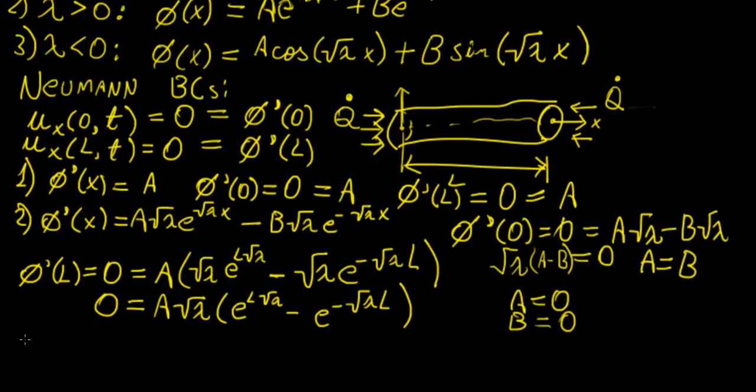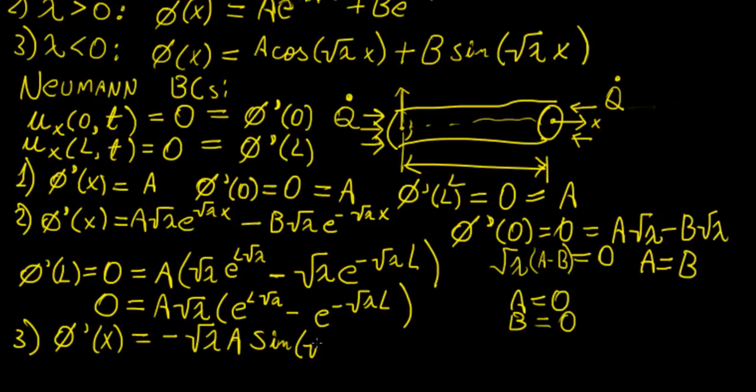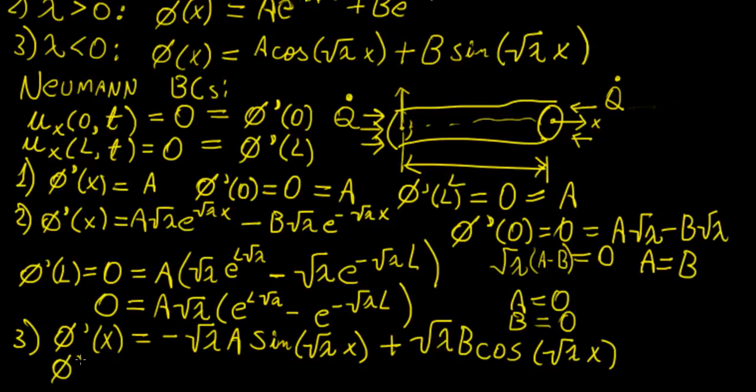And now let's consider the third case. We have the derivative of X, which is going to be equal to minus square root of lambda A sine of square root of lambda x plus square root of lambda B cosine of square root of lambda x. And now we apply the boundary condition, so we have this one equals 0, the sine is going to be 0 and the cosine is going to be 1, so we're left with square root of lambda times B.